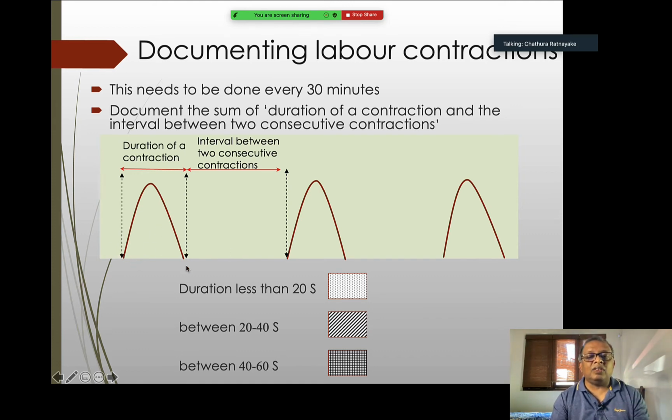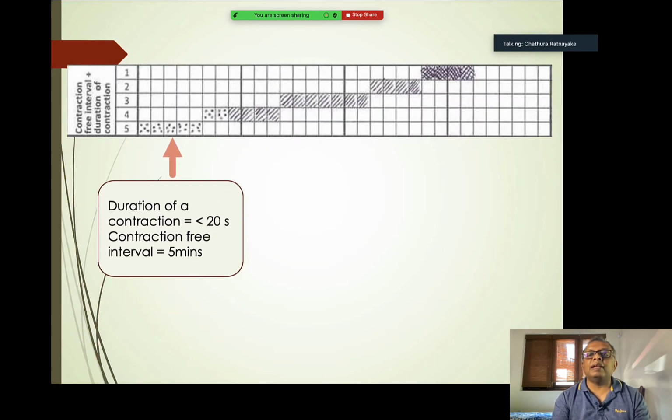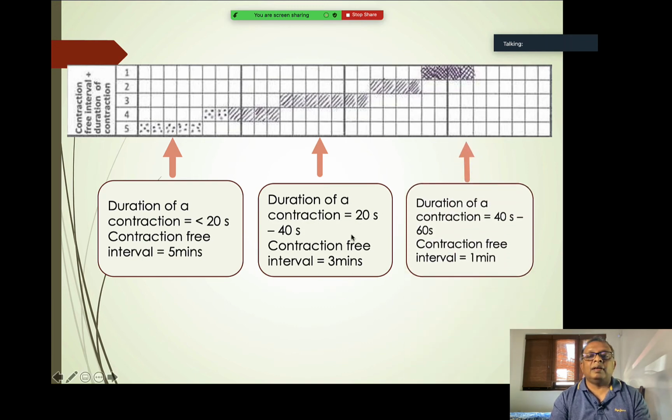The strength of the contraction: if it is less than 20 seconds, it is dots. If it's between 20 to 40 seconds, it is slanted lines, and cross hatched between 40 to 60 seconds, right. Same here, less than 20 seconds, 20 to 40 seconds and 40 to 60 seconds.